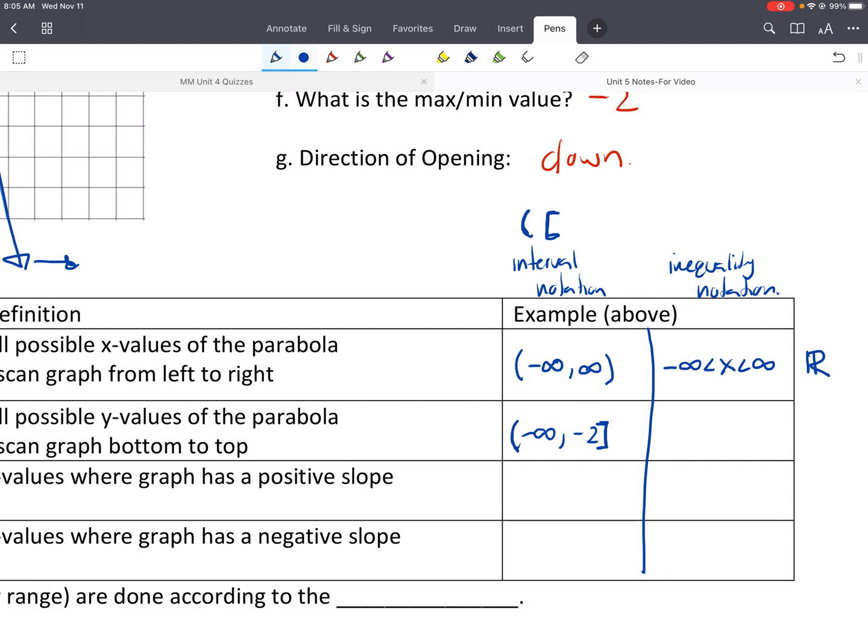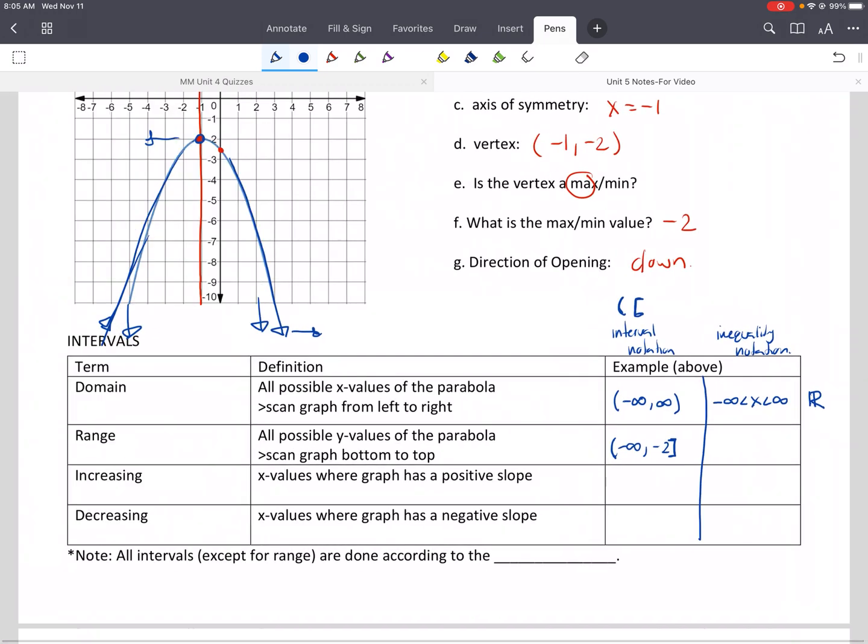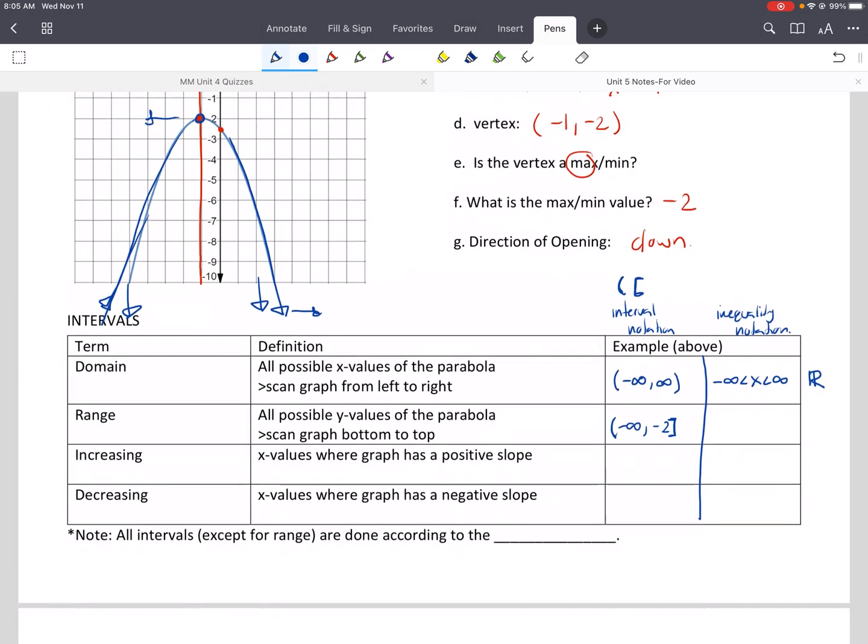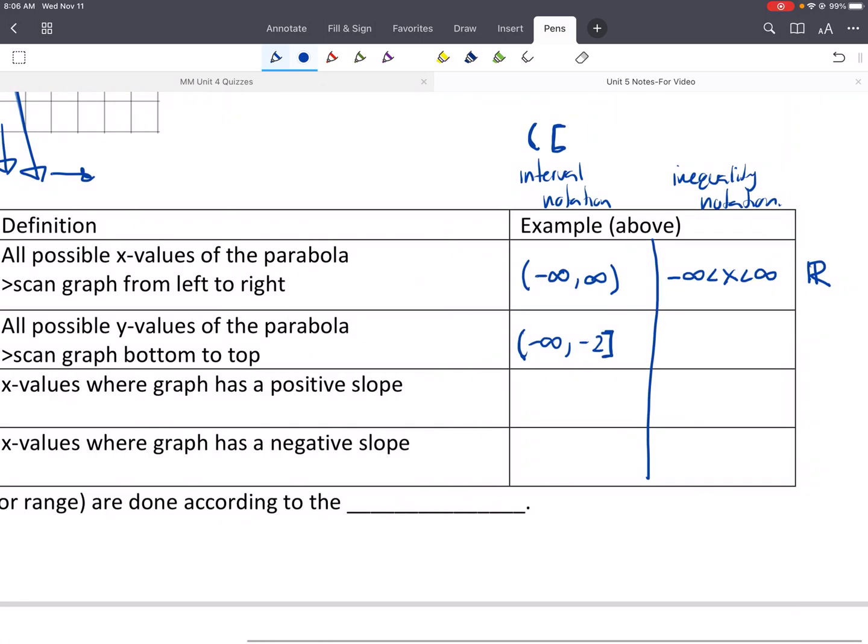All right, if we wanted to write this with inequality notation, we would say it's all y values less than or equal to -2. So y is less than or equal to -2.